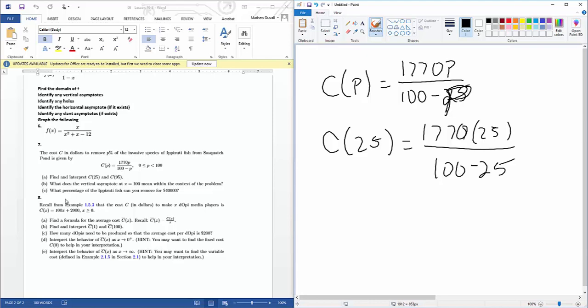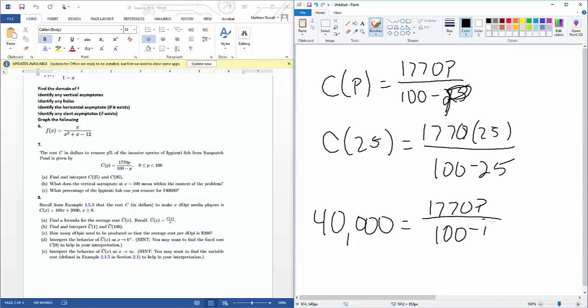And it says, what percentage of the fish can you remove for $40,000? So that's just saying your C of P is $40,000, and you set that equal to it, and then you have to get P by itself. So then you solve for P.